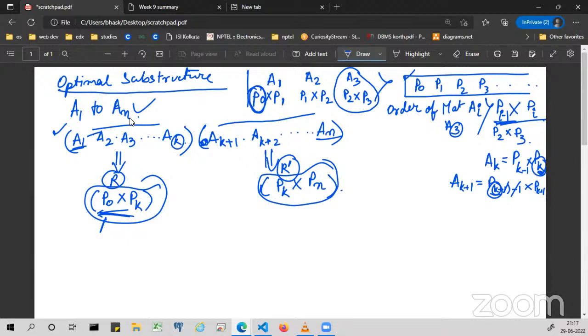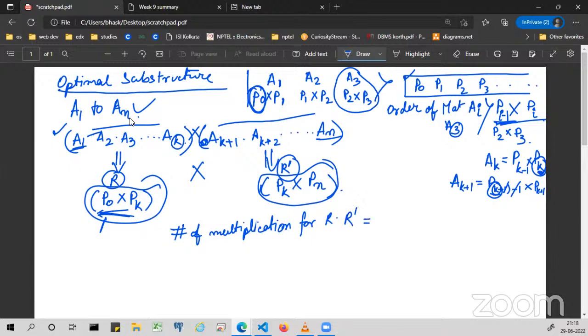If R is itself a product of A1 to AK and R dash is a product of AK plus 1 to AN, the number of multiplications inside required for achieving R, we would come to a bit later. But how many multiplications would be required to multiply these two things, R into R dash? So, the number of multiplications for R into R dash.